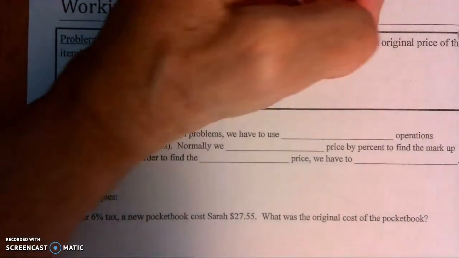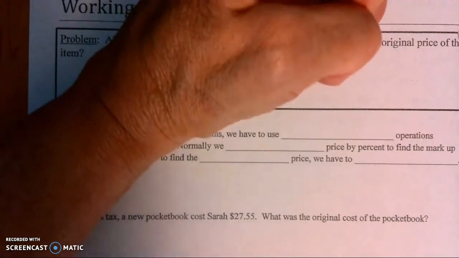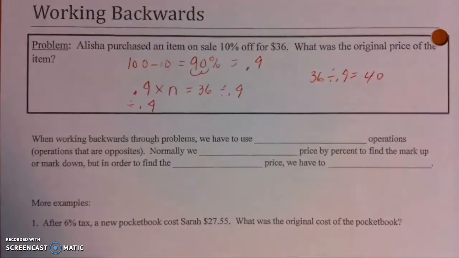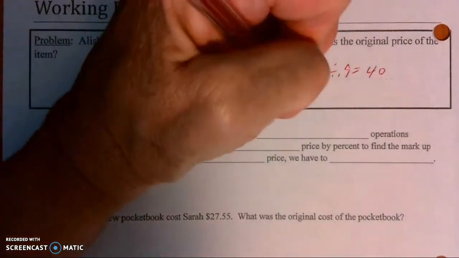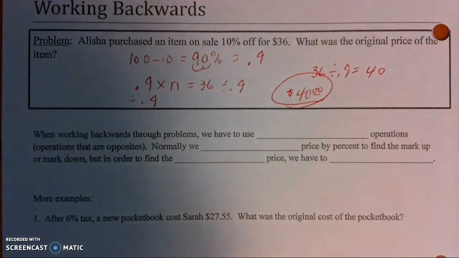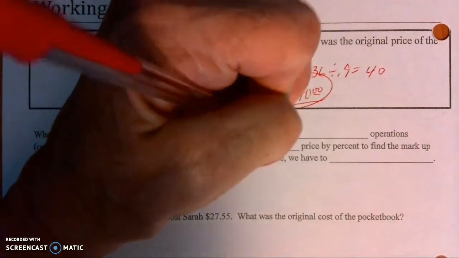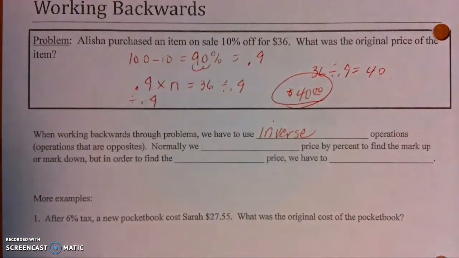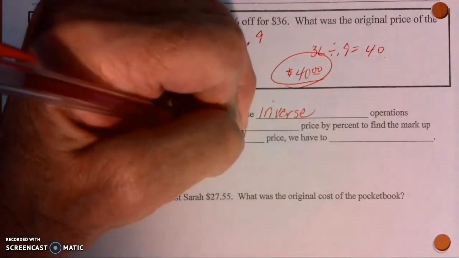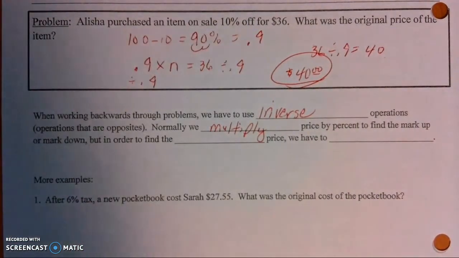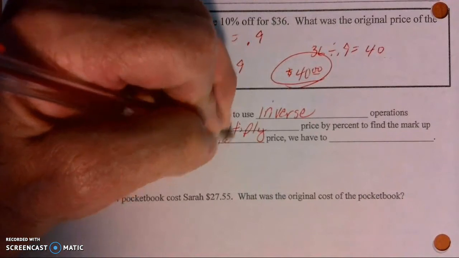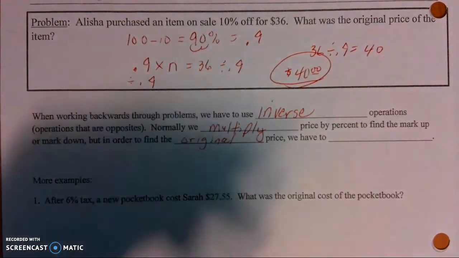When I divide both sides by 0.9, I am going to find out that 36 divided by 0.9 is equal to 40. So the original price of this item is $40. So when working backwards through problems, we have to use inverse operations. Those are operations that are opposite. Normally, we multiply price by percent to find the markup or markdown, but in order to find the original price, we are going to divide.